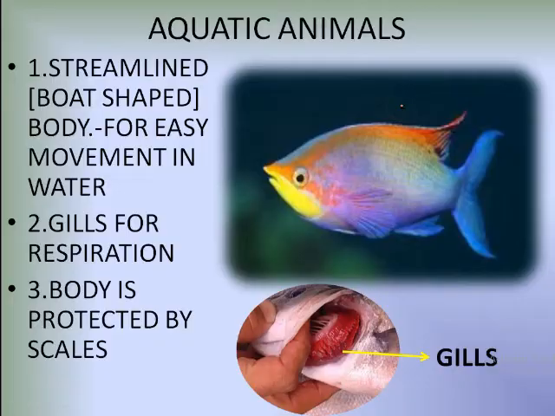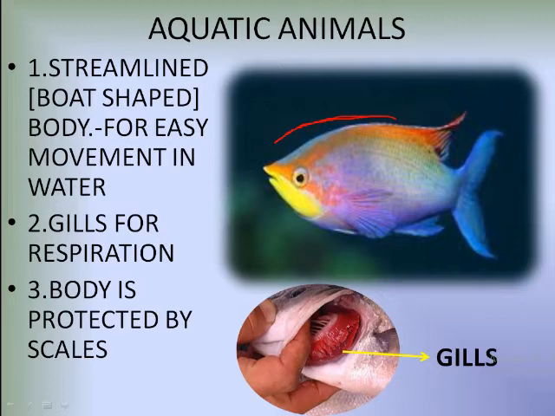Let's see, number one, aquatic animals. What are aquatic animals? Number one, streamlined. Aquatic animals have streamlined body shapes. Fishes, frogs, snakes, these are aquatic animals. Aquatic animals have which type of body? They have a streamlined body shape for easy movement in water. Streamlined body, why? Because of easy movement.